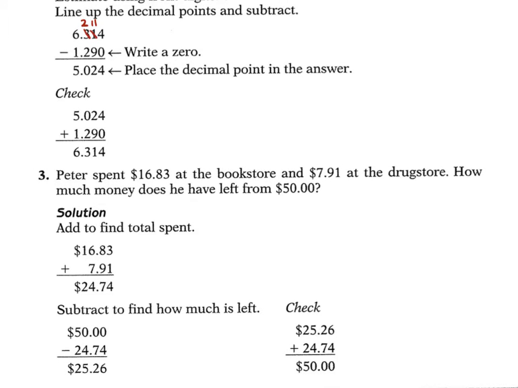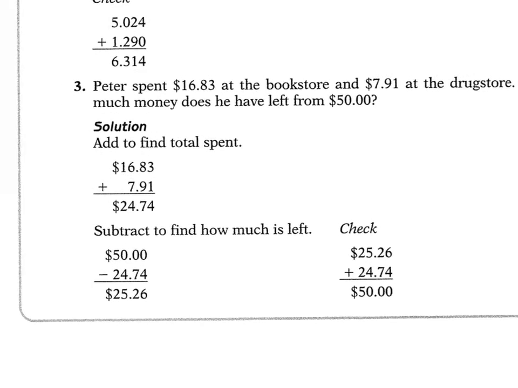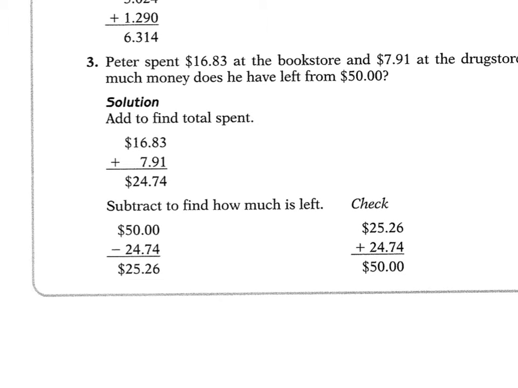For 3, it tells us Peter spent $16.83 at the bookstore and $7.91 at the drugstore. How much money does he have left from $50? So what we first can do is we can add these two. When we add the 16.83 and the 7.91, we are getting 24.74. So from there, we are getting that number that we are going to subtract from $50. So $50 is the same thing as 50.00. So we're going to subtract the 24.74 from that.